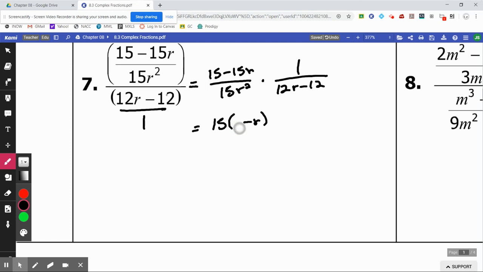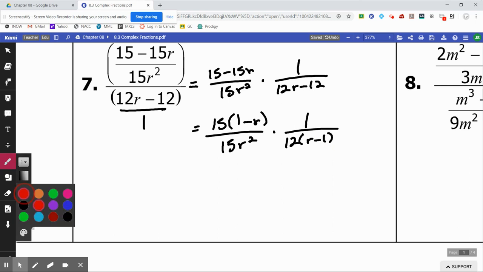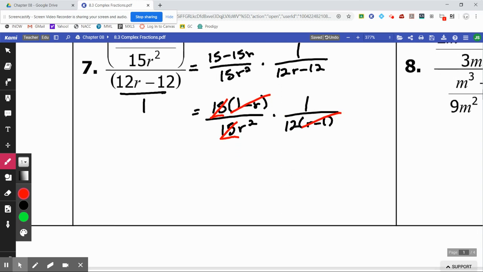Let me try that again. On bottom, 15r squared will not factor. Times 1 over, pull out a 12, you're left with 12 times r minus 1, so that's completely factored now. Monomials, 15 and 15r squared, the 15s can cancel. Nothing else is going to cancel monomials, so let's move on to our binomials, cancel those out. You're left with just the 1 on top and a 12 and an r squared on bottom.